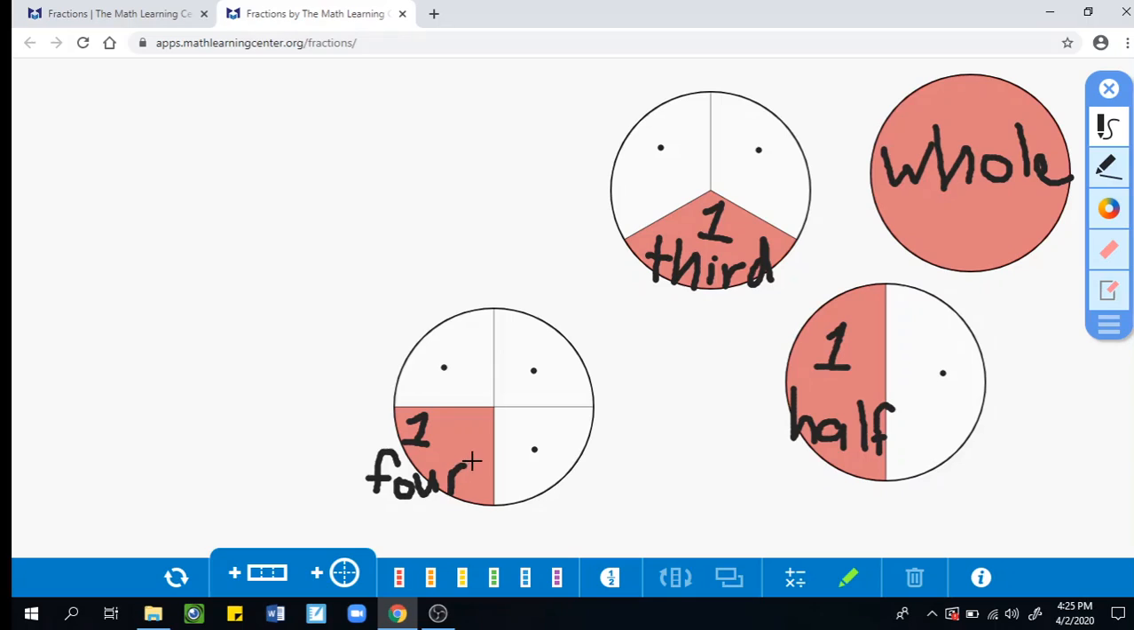Now, I don't ever want to eat less than 1/4 of a pizza, so we're not going to cut our pizzas any smaller than that, okay? And of course, in first grade, it's most important that we think about halves, thirds, and fourths.